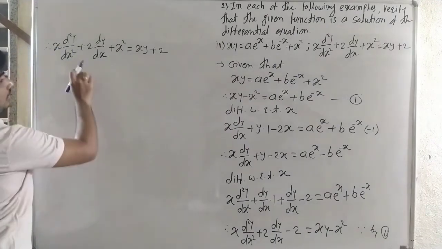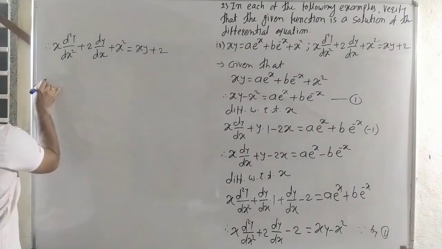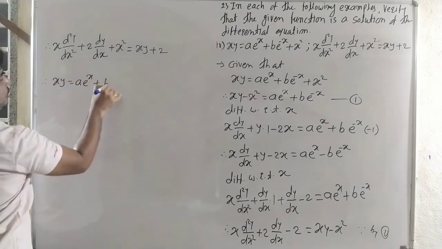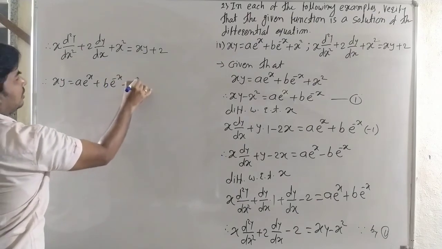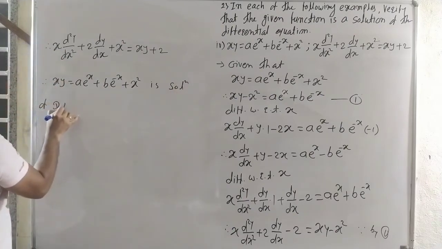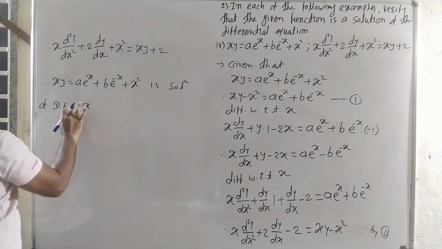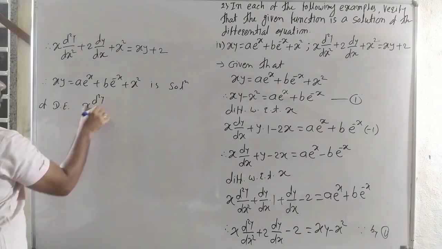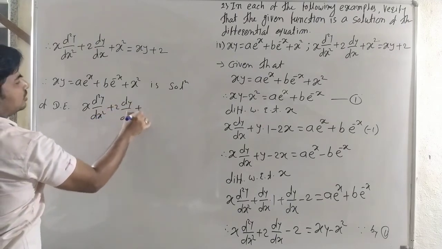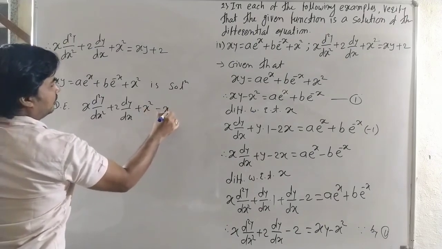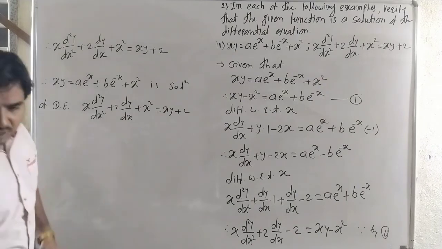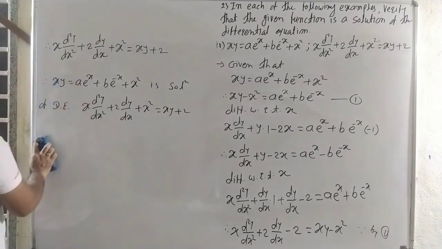And now this is the solution of this differential equation, and therefore xy is equal to a into e to the power x plus b into e to the power minus x plus x square is the solution of the differential equation x d2y by dx2 plus 2 dy by dx plus x square is equal to xy plus 2. Now we see the last example in the question number 2.